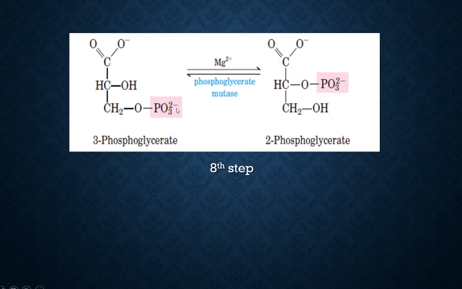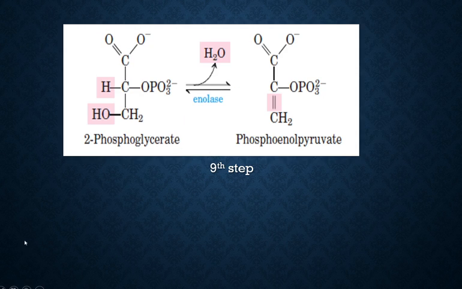Next, we move to the ninth step. Here the enzyme enolase is present, and we make 2-phosphoglycerate into phosphoenolpyruvate, PEP. So enolase catalyzes the ninth step. This enzyme causes 2-phosphoglycerate to lose water from its structure and make a double bond here.